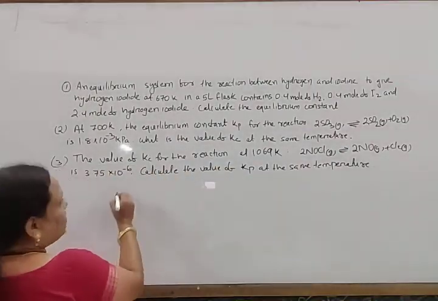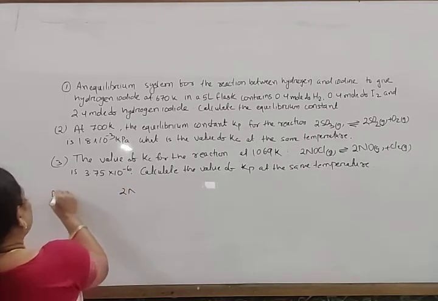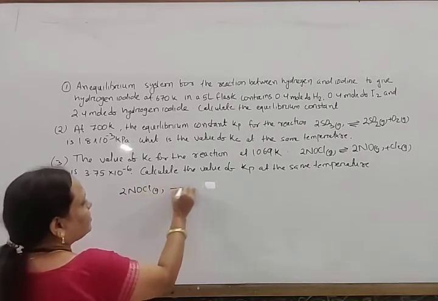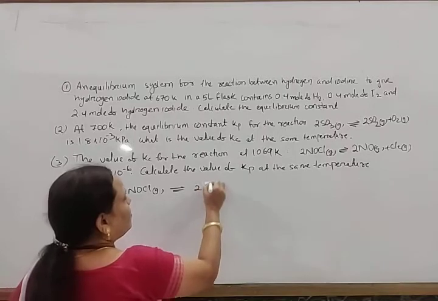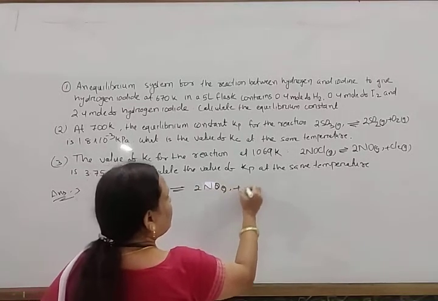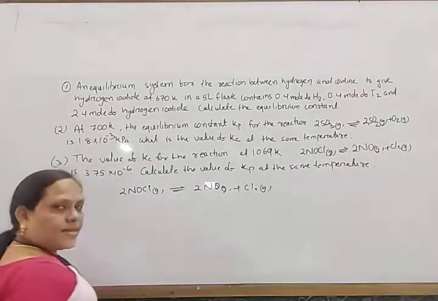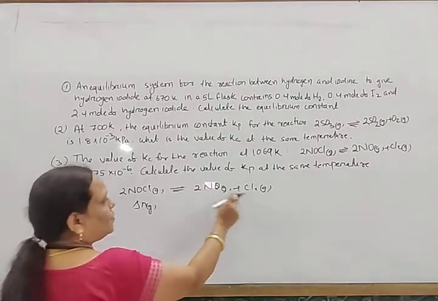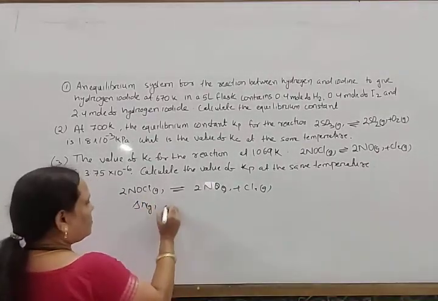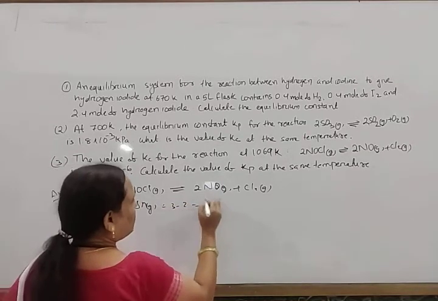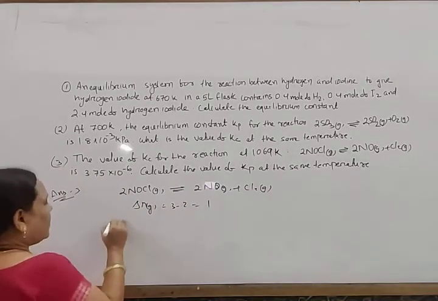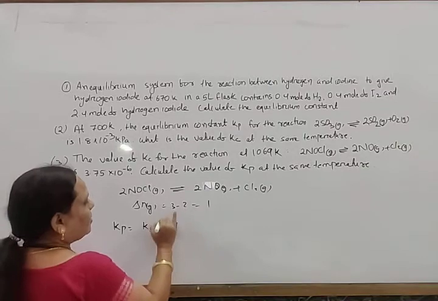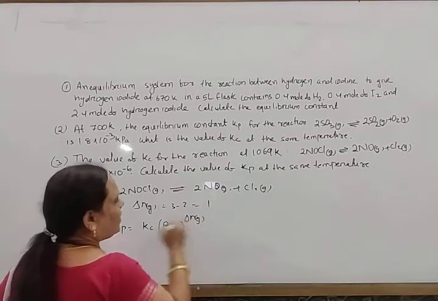Okay. So the equation is 2NOCl gas gives rise to 2NO gas plus Cl2 gas. So all are in gaseous form. What is the value of del n, product minus reactant? Here 2 plus 1 is 3, and here 2, so it is 3 minus 2, equal to 1. And again we know that Kp is equal to Kc (RT) to the power del n.